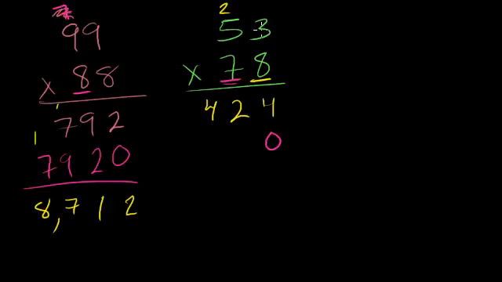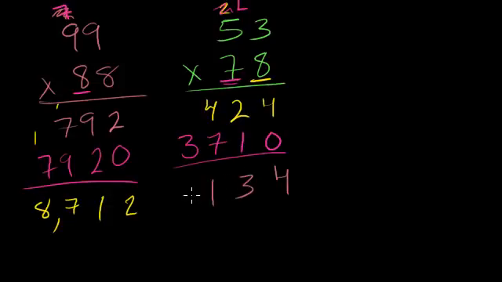7 times 3, and let's get rid of this. Don't want to get confused. 7 times 3 is 21. Put the 1 there and put the 2 up here. 7 times 5 is 35. Plus 2 is 37. Now we're ready to add. 4 plus 0 is 4. 2 plus 1 is 3. 4 plus 7 is 11. Carry the 1. 1 plus 3 is 4. 4,134.